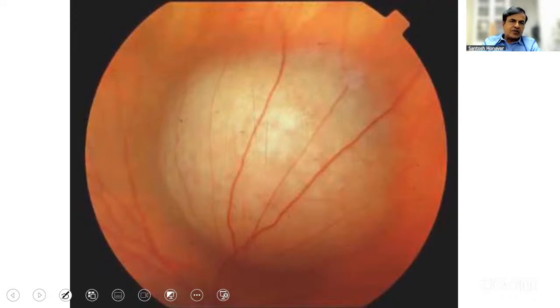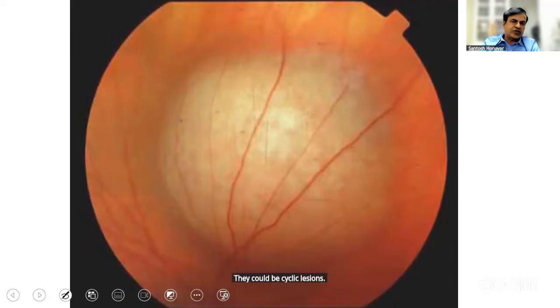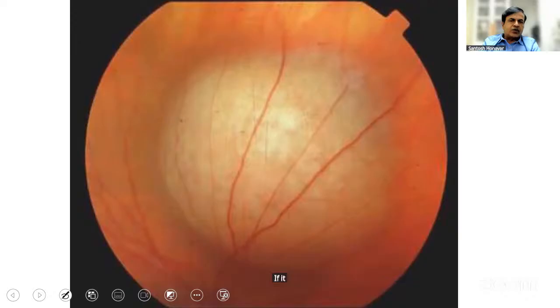Changes in the blood vessels and congestion or edema of the optic nerve head also give you certain clues. If it were to be a choroidal granuloma, there could be satellite lesions, vascular sheathing, vitreous exudates, vitreous cells, and congestion of the optic disc. If it were to be choroidal lymphoma, then the subretinal fluid will be much less.